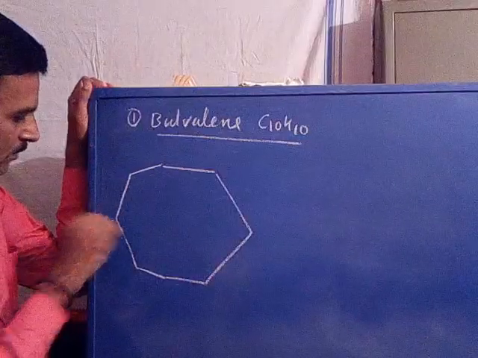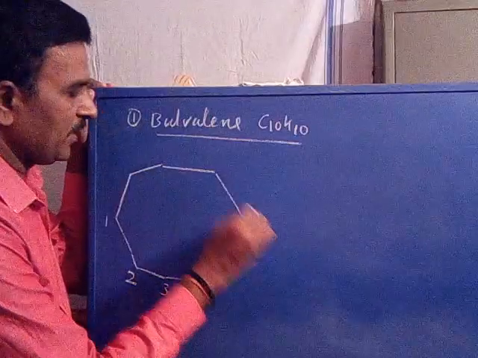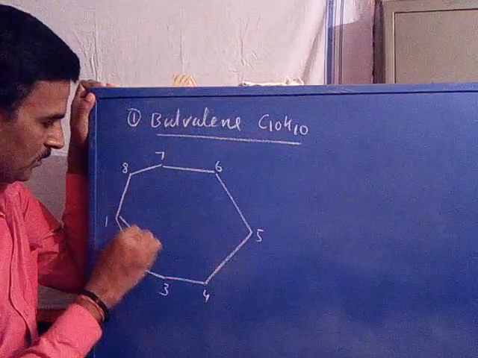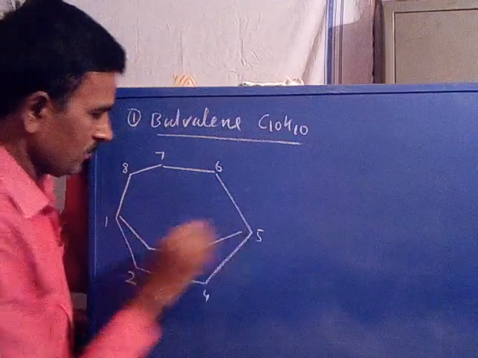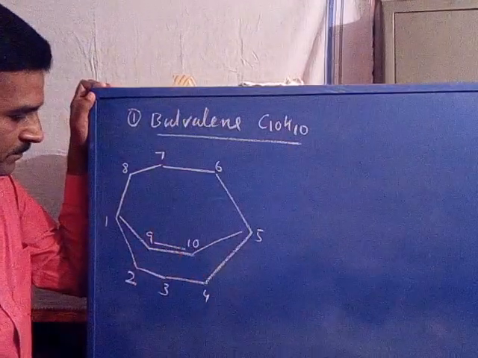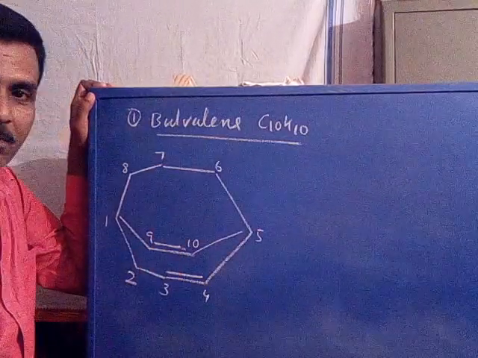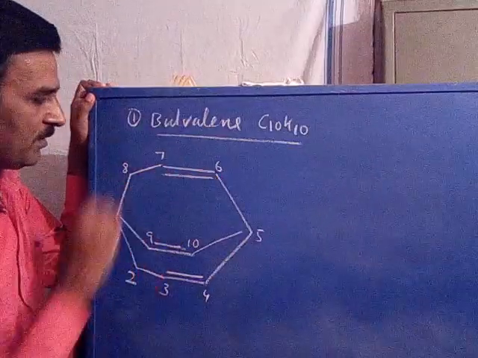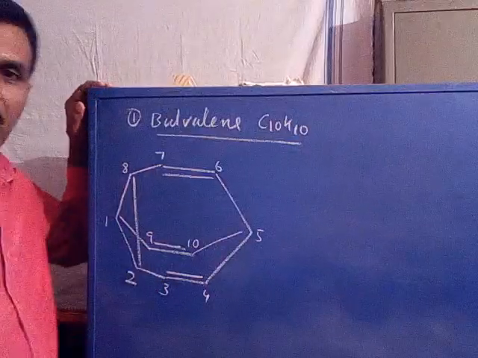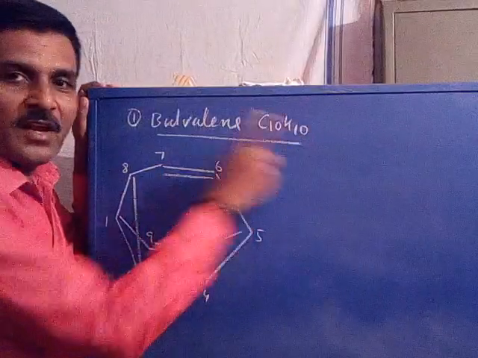Now this is carbon 1, carbon 2, carbon 3, carbon 4, carbon 5, carbon 6, carbon 7, carbon 8, carbon 9, carbon 10. There is a double bond here, one double bond here, one double bond between carbons 3 and 4, one double bond between carbons 6 and 7, and a bond between the 2nd and 8th carbon. This is the bullvalene structure, where it has 10 carbons, 10 hydrogens.